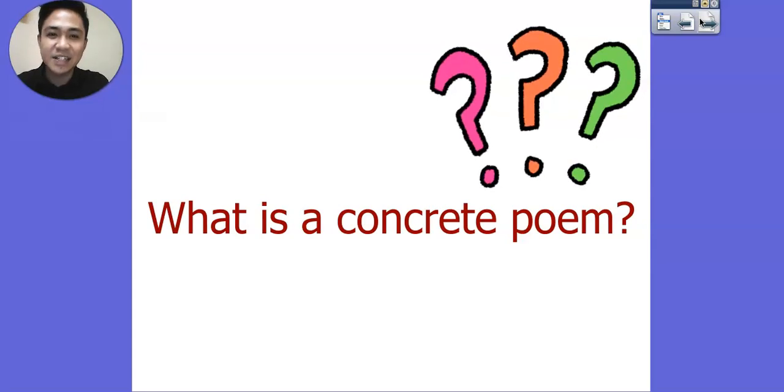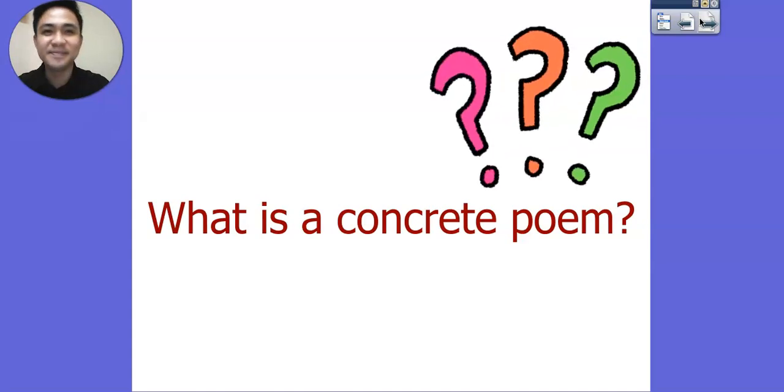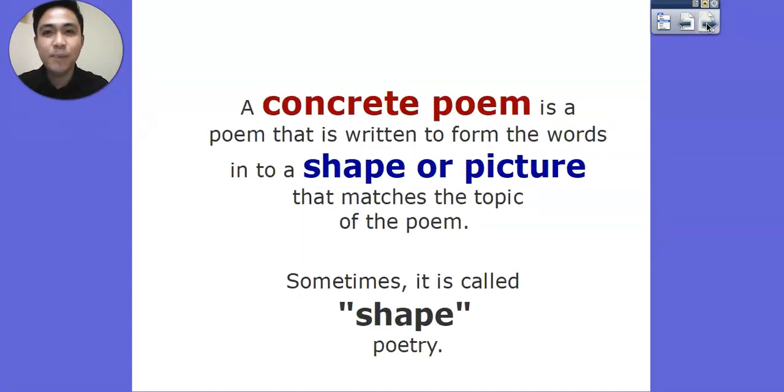Question. What is a concrete poem? Do you have any idea? That's right. A concrete poem is a poem that is written to form the words into a shape or picture that matches the topic of the poem. So sometimes it is called shape poetry. Alright? Remember this. When we write a concrete poem, we form the words into a shape or picture.